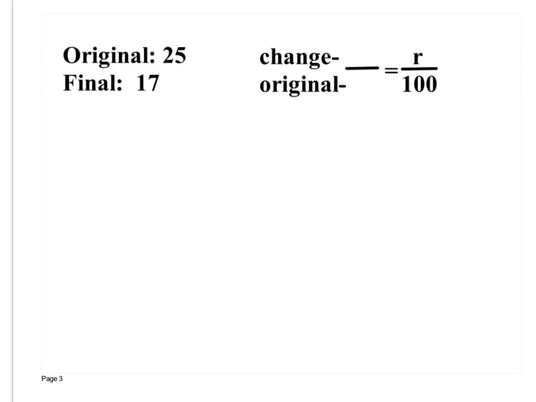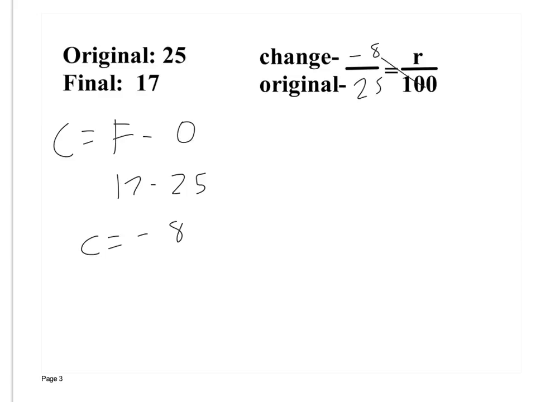So we're given the original 25, a final of 17. We take the change over the original. We set that equal to R over 100. The change is the final minus the original. Always take the final minus the original in that order. Final is 17. What is the original? So what is my change? -8. So that's my change. That goes up there. What's my original? 25.